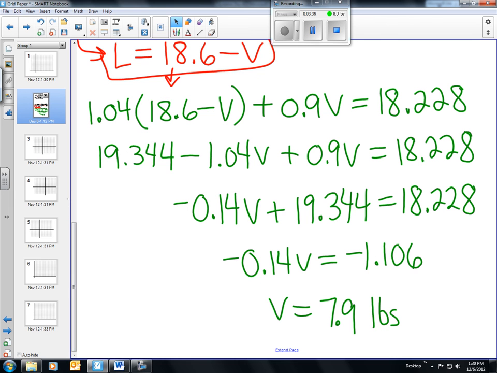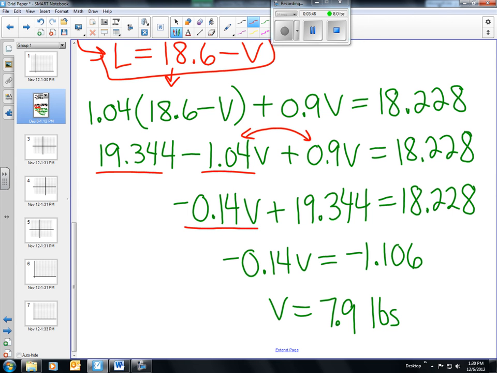So here you've got the distributive property, and you get these two terms. Then I went ahead and combined these two like terms and got this new term here. Then I subtracted this from both sides of the equation. And then on the last step, I divided by negative 0.14 on both sides. And that gave me that V was 7.9 pounds exactly.